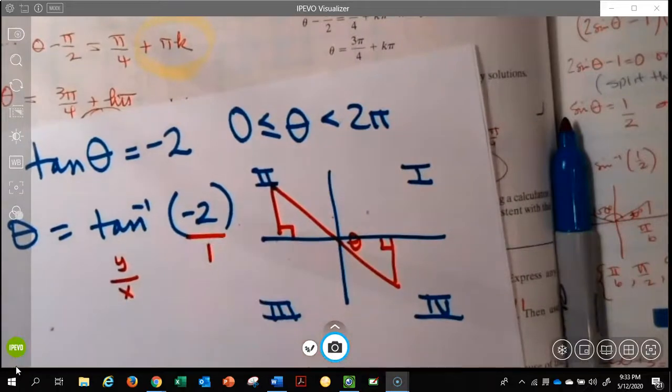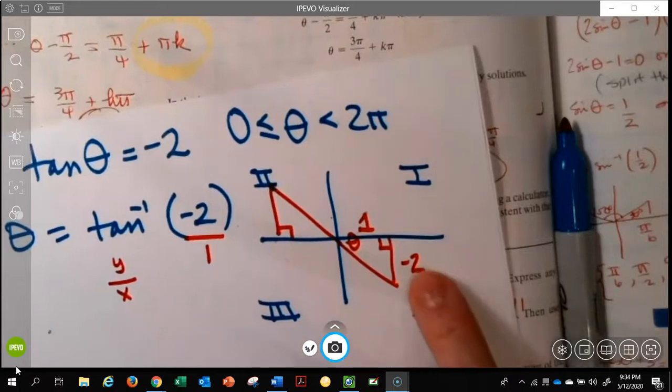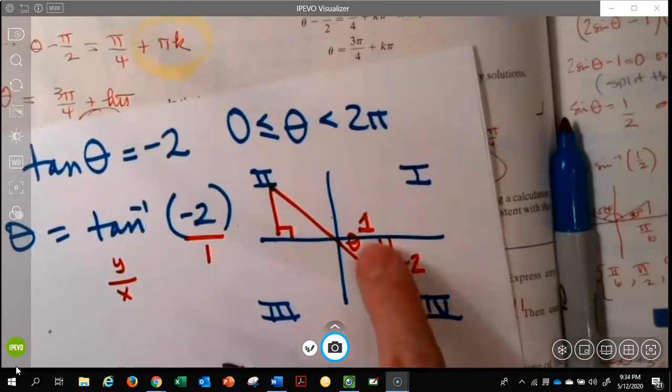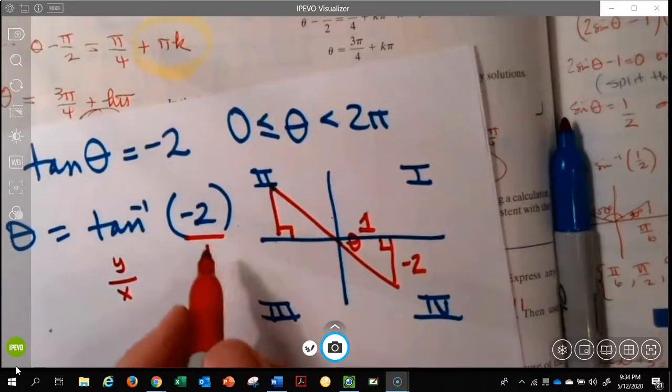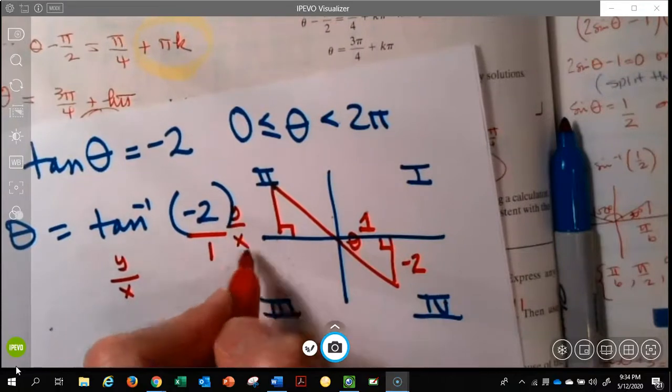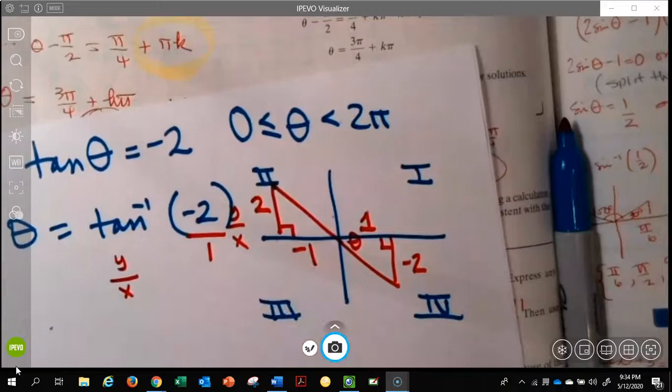If I do have a -2, it's a -2 over 1, and I put the negative where I need it. Since it's y over x, it conveniently falls that my -2 does go with my y because it's in the negative part of the quadrant, and my 1 goes with the x. Same thing's going to happen over here. This is going to be y over x, and over here I need my 2 positive and my y negative. No big deal. I just need to label appropriately.